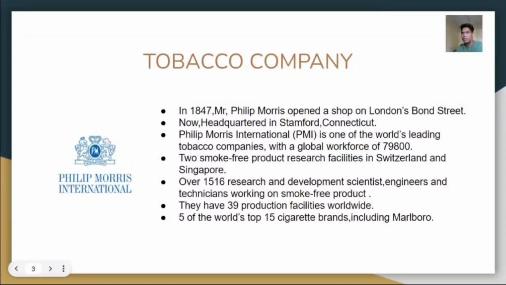Philip Morris International is one of the world's leading tobacco companies, with a global workforce of 79,800. They have two smoke-free product research facilities in Switzerland and Singapore. Now over 1,560 research and development scientists, engineers and technicians are working on smoke-free products. They have 39 product facilities worldwide and own 5 of the world's top 50 cigarette brands, including Marlboro.